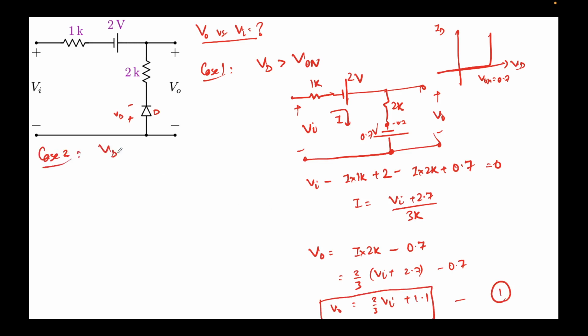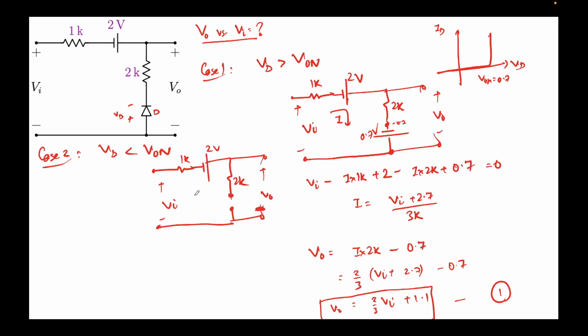The second case would be when Vd is less than V on. In this case, as we know, we'll replace the diode with an open circuit, because we are now operating in this regime. This is the input side, this is the output side, and this is negative, right? So no current will flow because it's an open circuit, and if we apply KVL in this leg on the top, we can write Vi, this is negative polarity, so we'll encounter plus 2 equal to V naught. So V naught equal to Vi plus 2. This is our second expression for the off state.